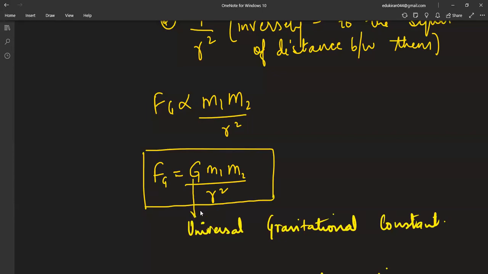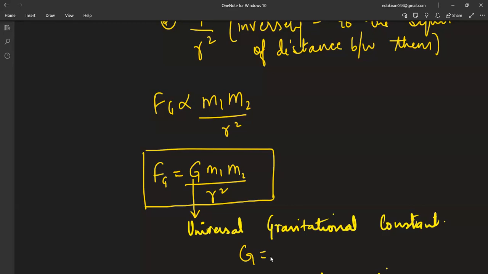G is the universal gravitational constant. This value all of you should remember after this class. Any day, anytime I'll ask you. Firstly, and secondly, without this value, you will not be able to do the entire gravitation. So if you are not able to learn this one simple value of the gravitational constant, then just skip this lesson.